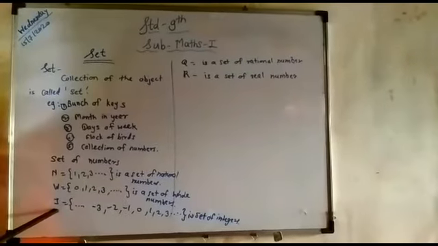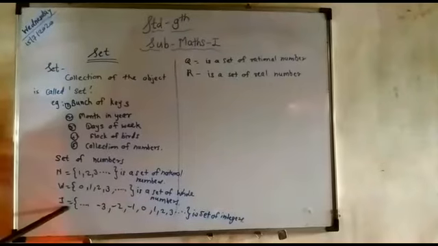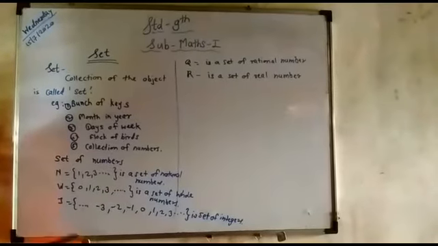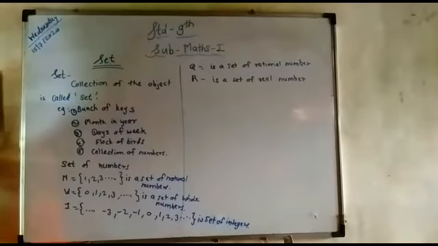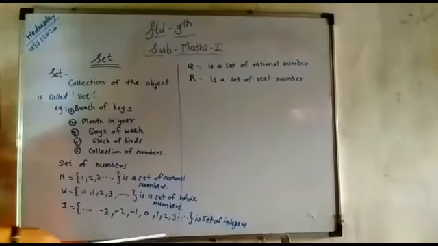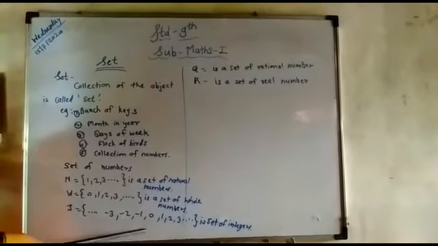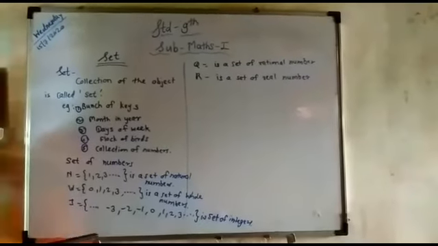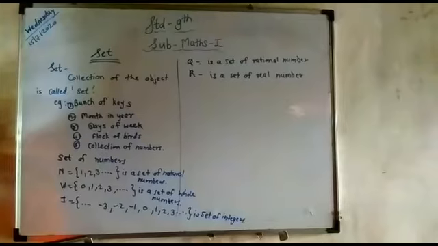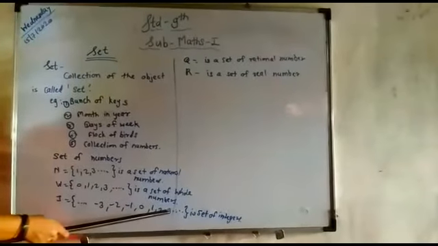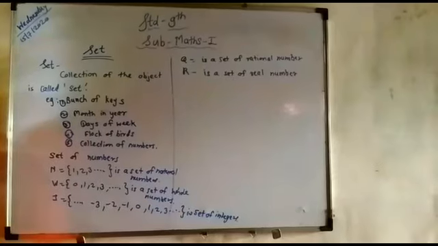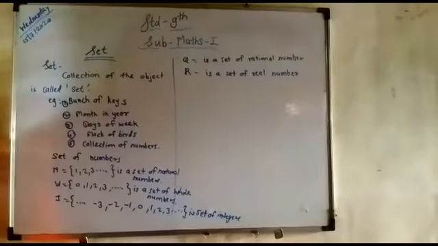I means integers. In integers we know the number line. On the number line, on the right hand side we write positive numbers, and on the left hand side we write negative numbers. These numbers are also innumerable, which means we cannot count them. Many numbers are there, therefore we write dots here.